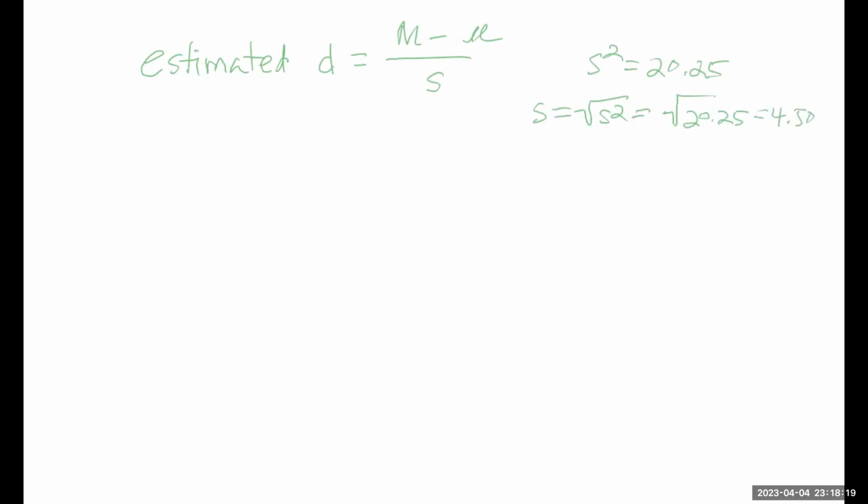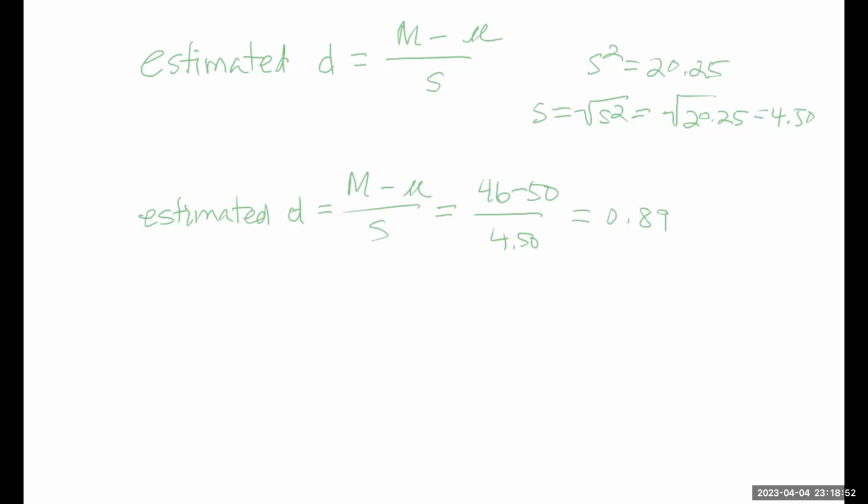Once I know my standard deviation, it's pretty simple. Estimated d equals my mean difference over s, which is 46 minus 50 over 4.5, which equals 0.89. Okay, so now that is my Cohen's d.